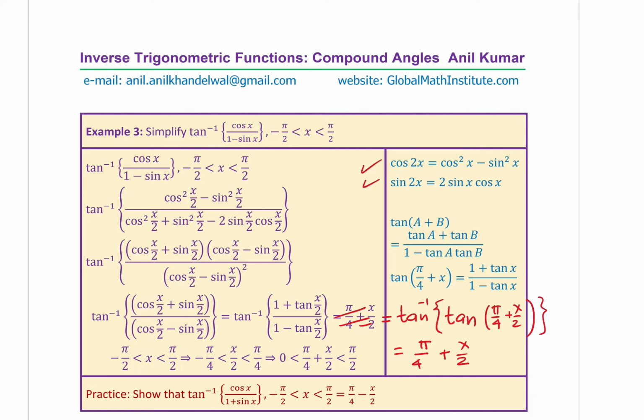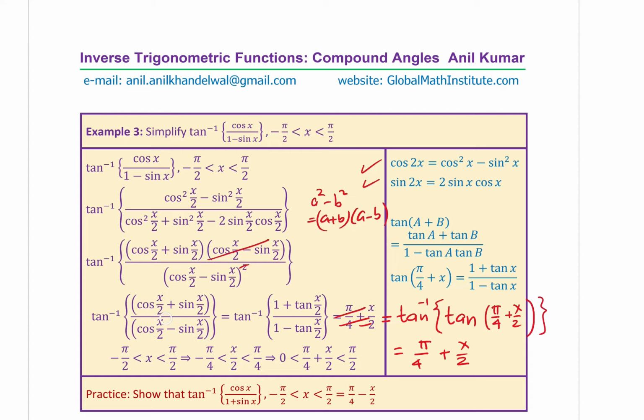Perfect? Now, the numerator is of the form a square minus b square. I could factor this as a plus b times a minus b, correct? So we have written this as cos of x by 2 plus sine of x by 2 times cos of x by 2 minus sine of x by 2. The denominator is a perfect square. So it is written as cos of x by 2 minus sine of x by 2 whole square. So clearly one of the terms gets cancelled. When that happens, you get tan inverse of cos x by 2 plus sin x by 2 divided by cos of x by 2 minus sine of x by 2.